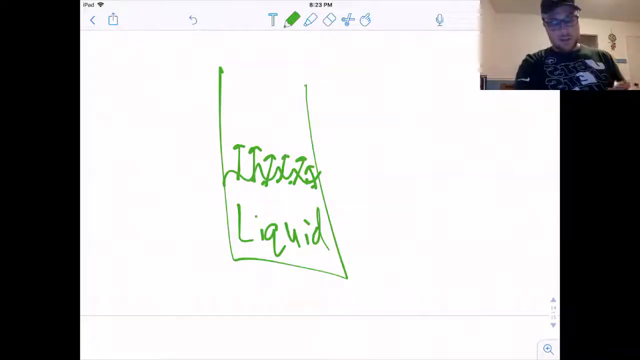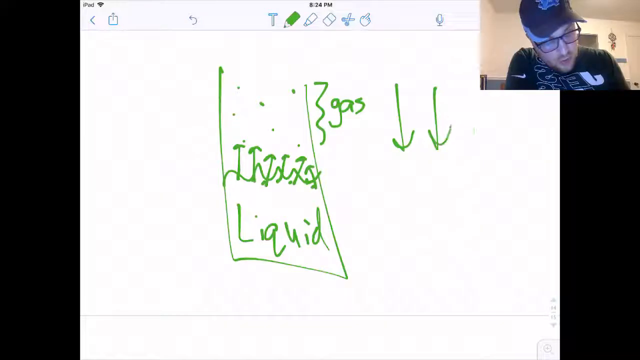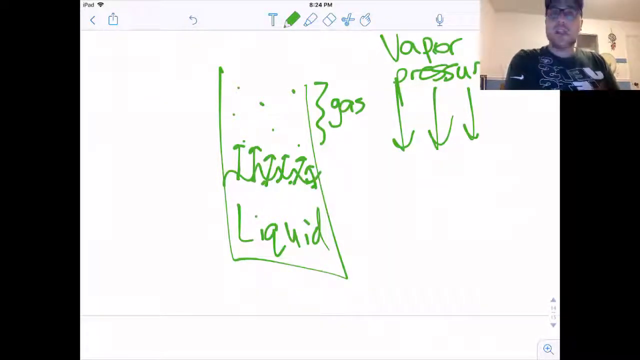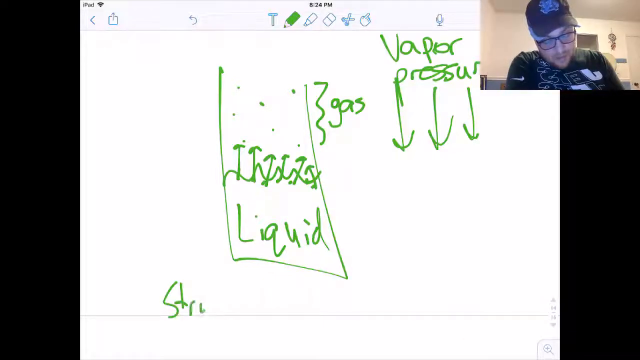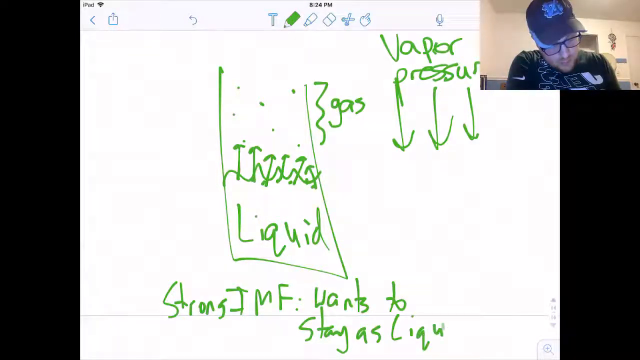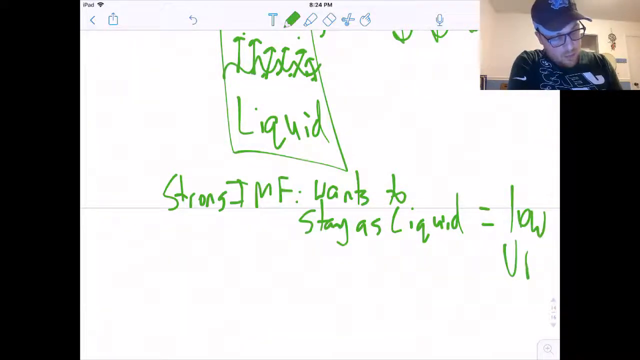So, logically, a strong IMF will mean it wants to stay as a liquid. And since it wants to stay as a liquid, it does not want to evaporate. So that means it has a low pressure. So a strong IMF wants to stay as a liquid, does not want to evaporate because of these strong IMFs, and therefore has a low vapor pressure. Because if it doesn't want to evaporate, there's not that much gas being formed up there. It's staying as a liquid.